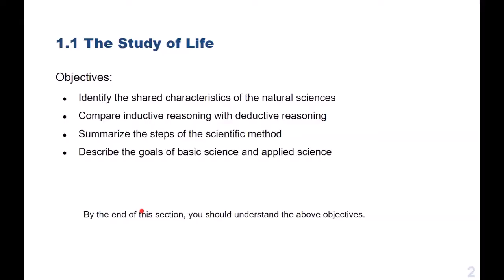These are the objectives of Section 1 of Chapter 1. We're going to identify the shared characteristics of the natural sciences. We will compare inductive and deductive reasoning. We'll talk about the scientific method, and we'll look at the difference between basic and applied science.